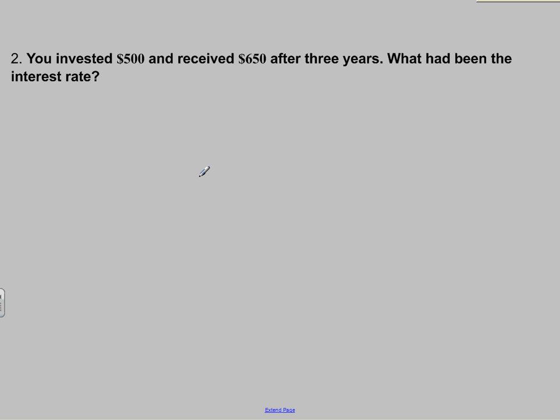Let's say you invested $500 and you received $650 after 3 years. This problem now is asking you for the rate. The last problem was asking us for the interest, so this one's asking us for the rate. It's going to be a little bit different. We're going to use the same formula though, I equals P times R times T, and just plug in the information we have in our problem.